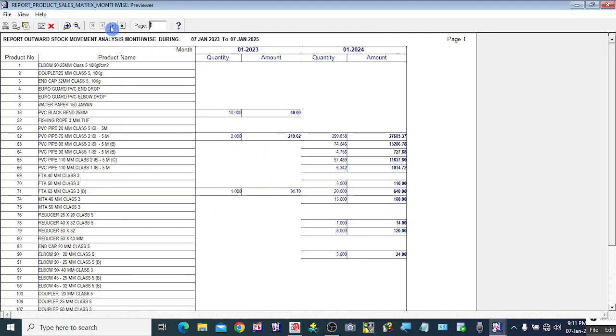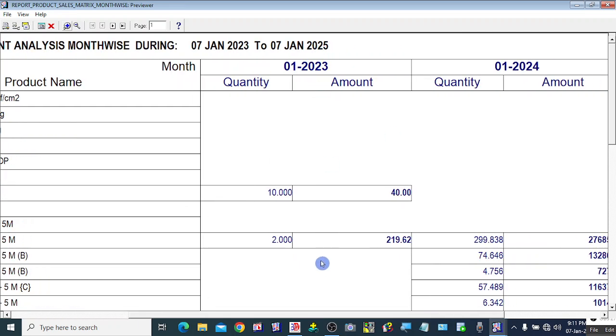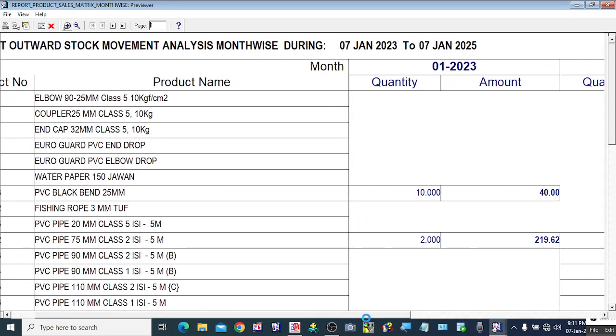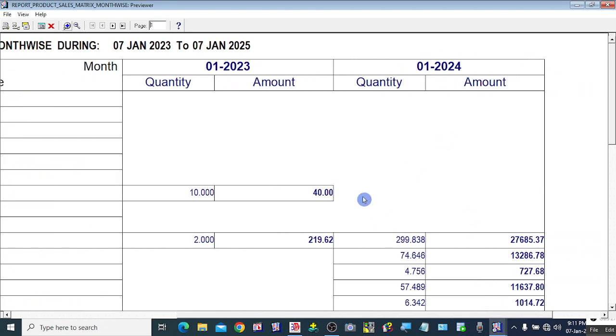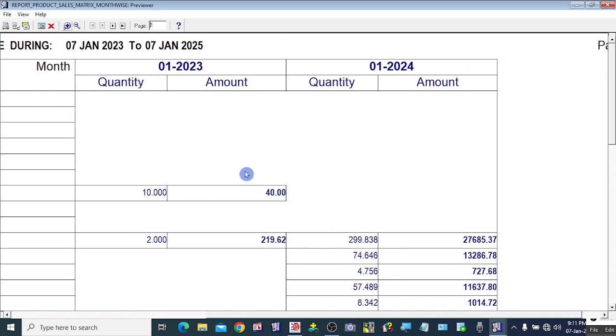This item we can see in the year 2023, this product we have sold 10 pieces, and in the year 2024 nothing is sold. This item, PVC pipe 75 mm. In the year 2023 we have sold 2 meter, and in the year 2024 we have sold 299 meter.